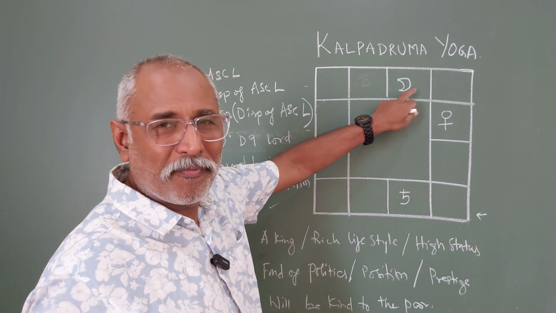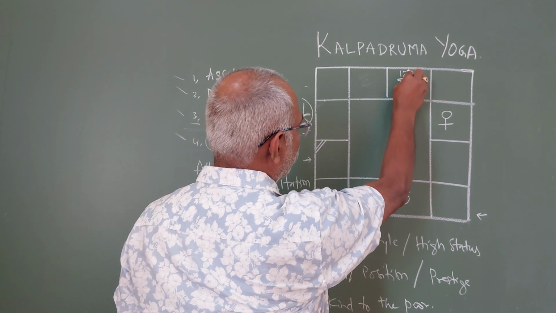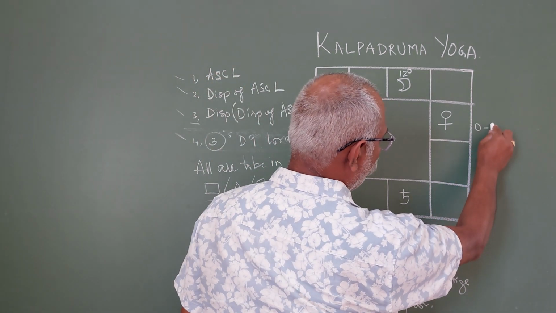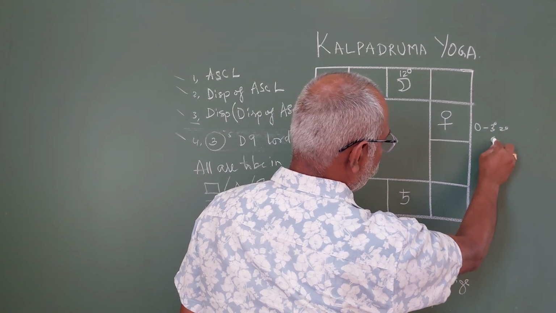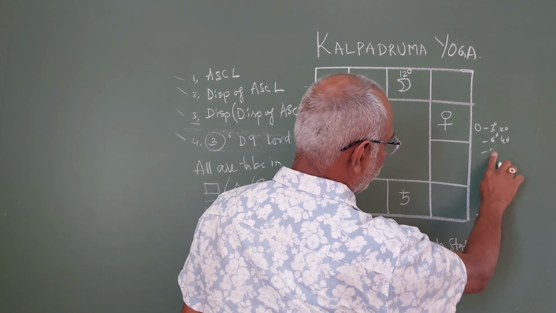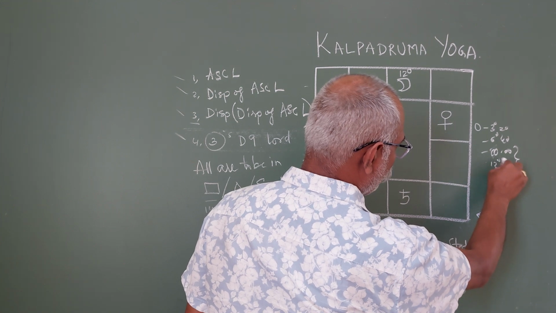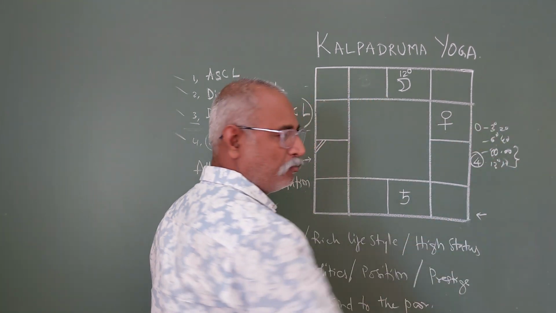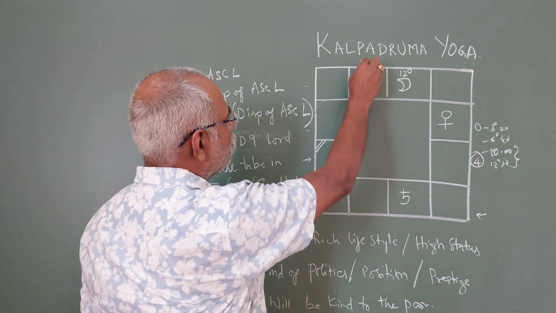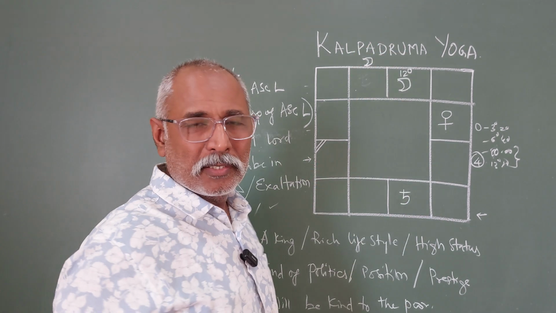And now to see where it is placed in the D9. Let us say this is placed at 12 degrees. That means it is in the fourth Amsha. 0 to 3 degrees 20 minutes, 6 degrees 40 minutes, and 10 degrees, and it is between 10 and 13 degrees 20 minutes. So it is in the fourth Amsha. Fourth Amsha falls 1, 2, 3, 4. So in the D9, Moon is posited in Aries.